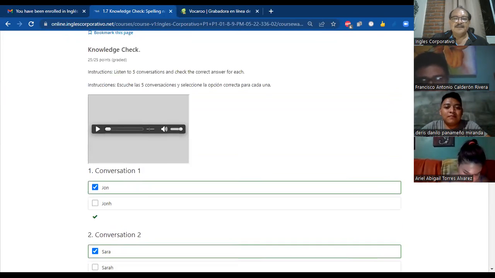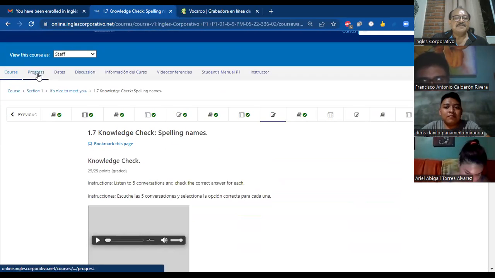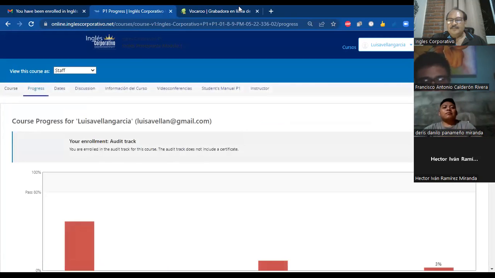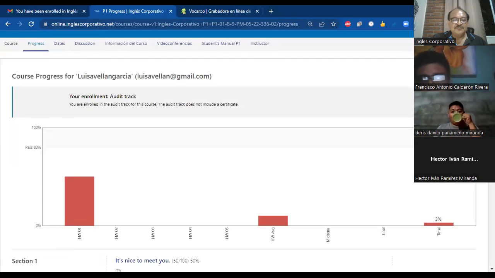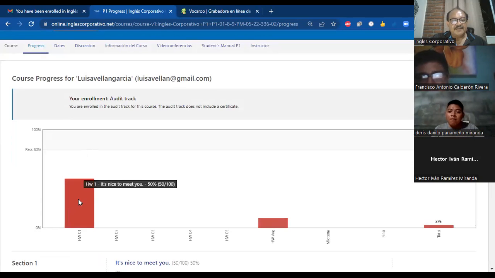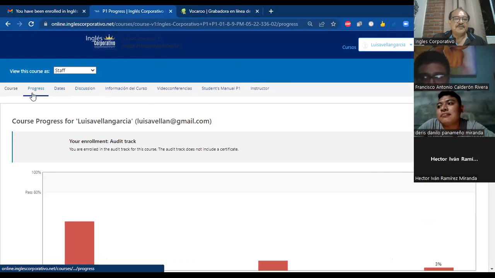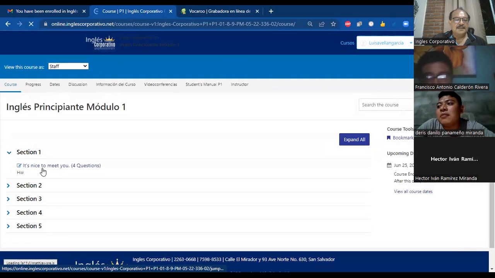Then, okay. Ah, if you see the progress check. Vean cómo voy progresando en mi curso. Tienen que ir a como la mitad, ¿verdad? Okay, good. Now, this is the progress. Now let's go back to the course. And this is the section.